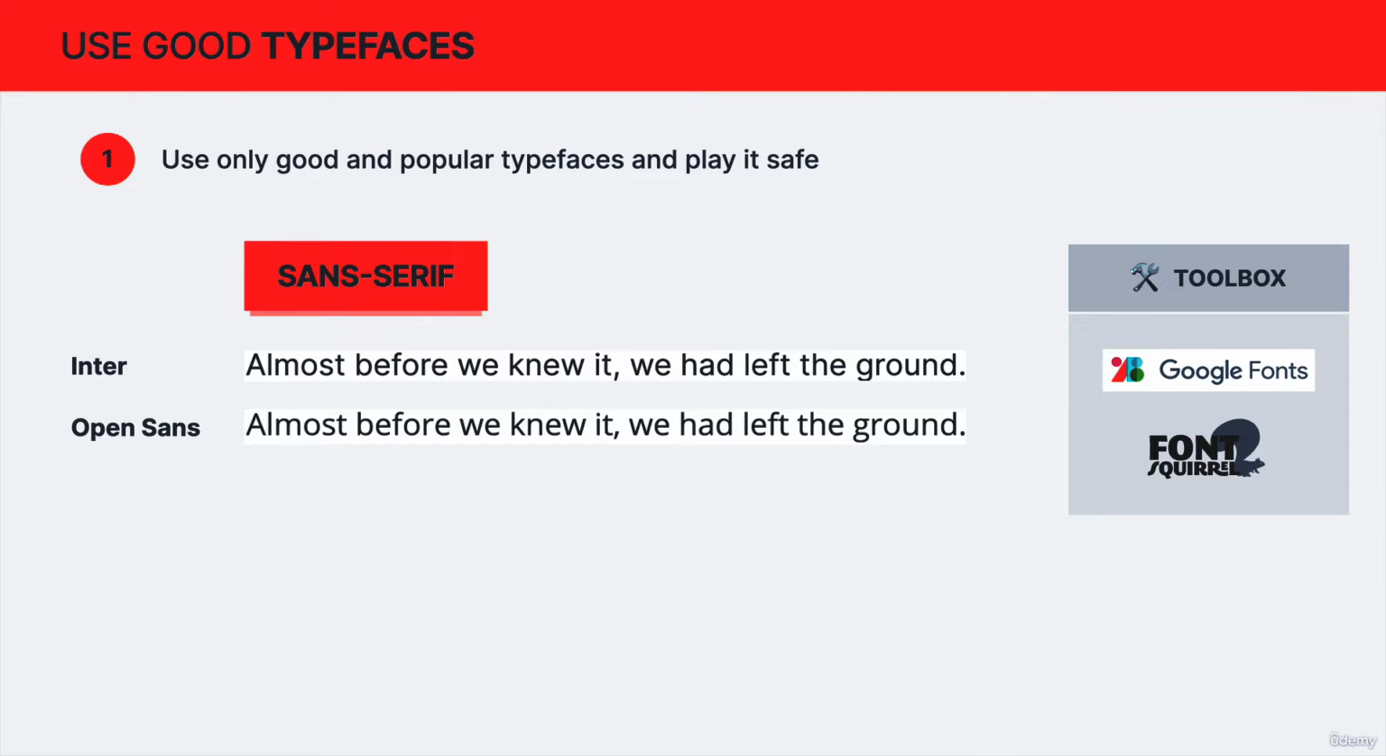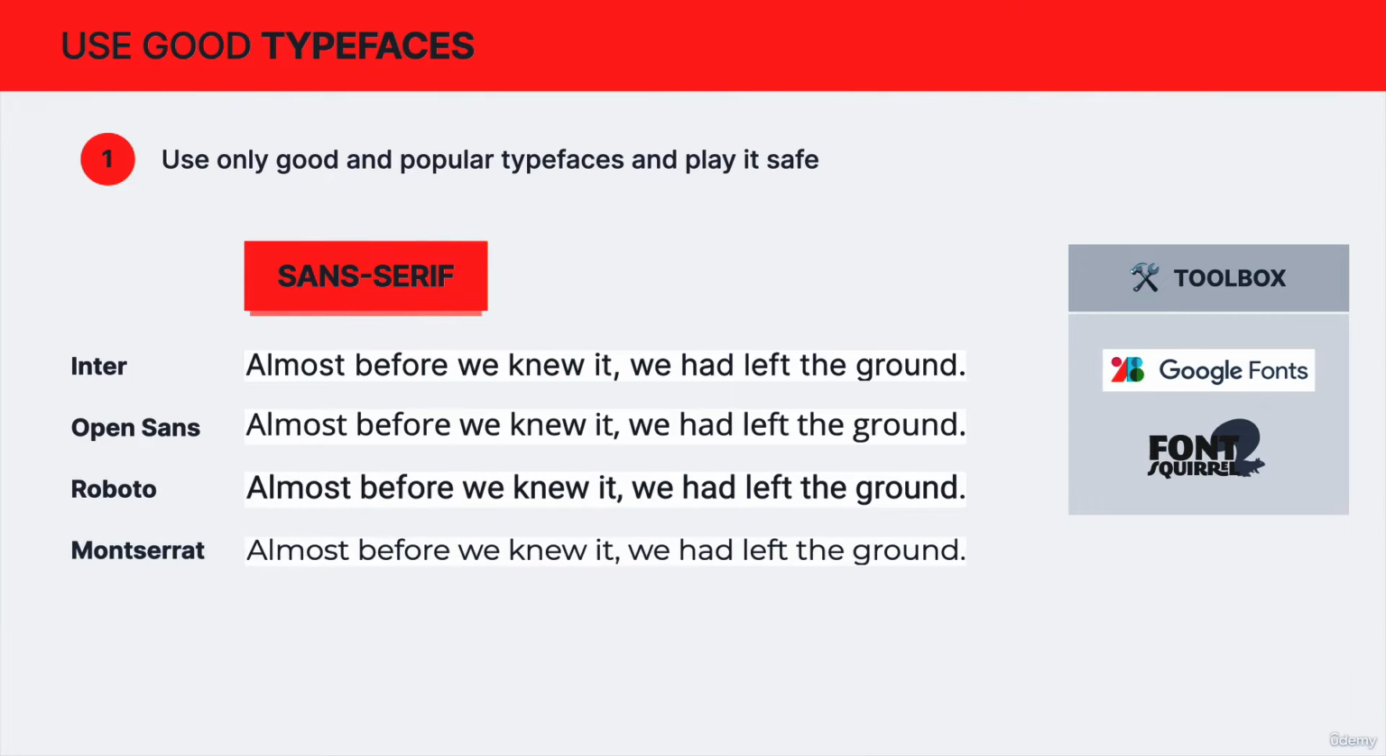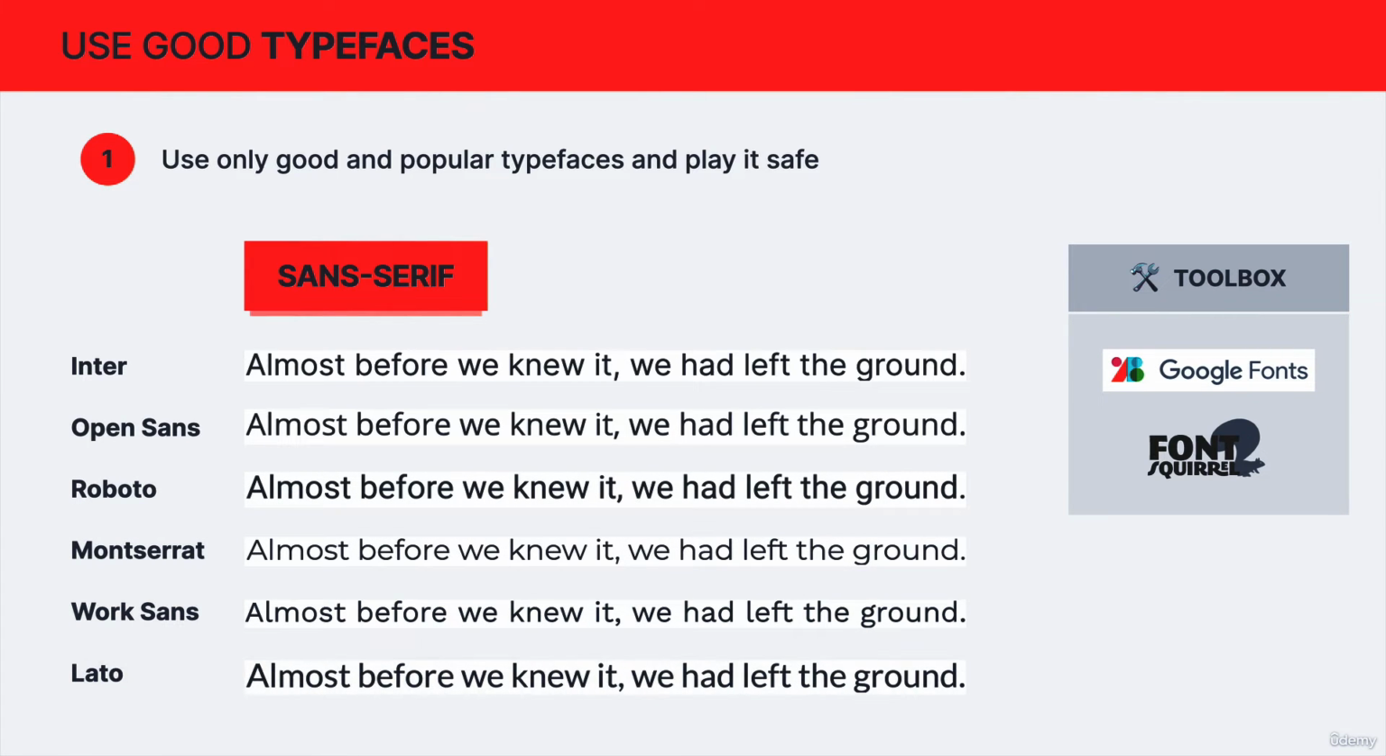So this one is Open Sans, then we have Roboto, Montserrat, Work Sans, and Lato. So these are 6 very good sans serif typefaces which you can use without any problem. Now, at first sight, to the untrained eye, these 6 typefaces might actually look almost the same. But believe me, they are really not the same. So if you would apply these 6 different typefaces to your page one by one, you would create 6 completely different looking websites.